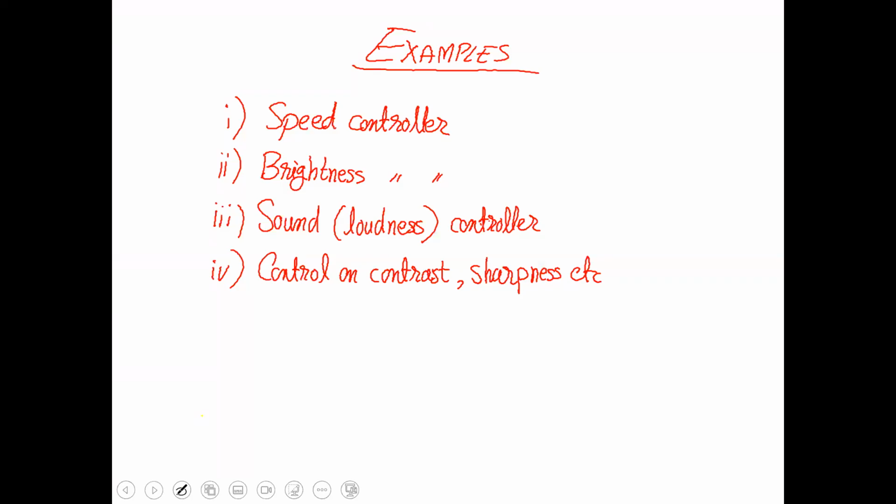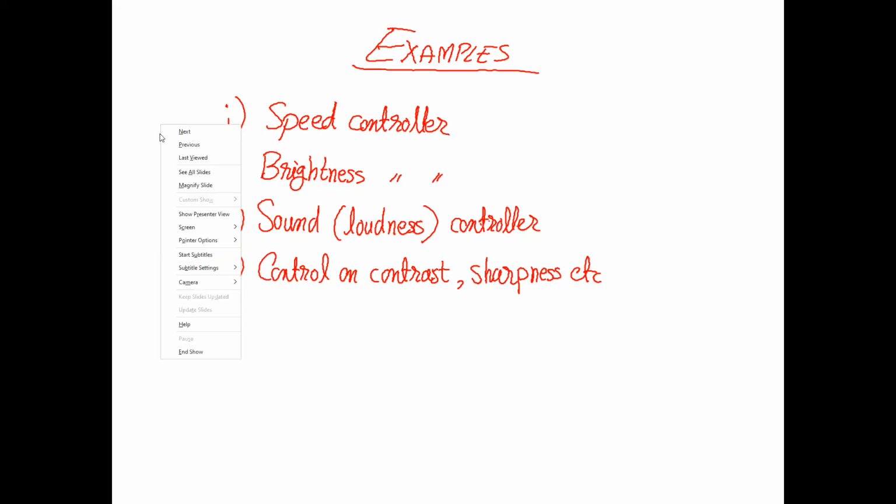Look at the screen. What are the examples? Speed controller, brightness controller, sound or loudness controller, control on contrast, sharpness, etc. So these are the examples of a potential divider. A potential divider is a circuit controller.